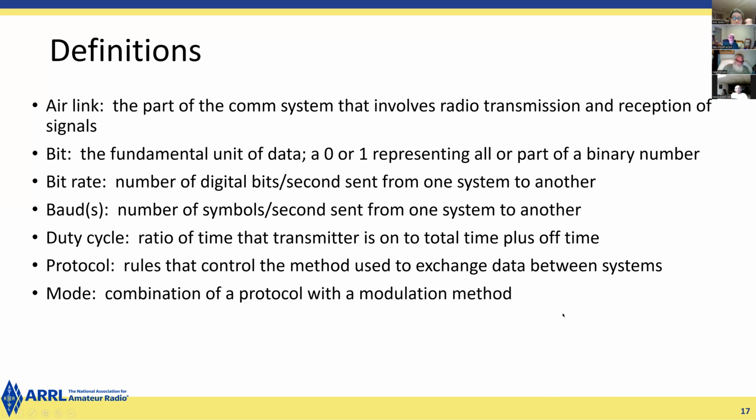An air link is the part of the communication system that involves a radio transmission. That's the analog part. A bit is a fundamental unit of data, 0 or 1. You know that a byte is 8 bits. The bit rate is the number of digital bits per second sent from one system to another. A baud rate is the number of symbols per second sent from one system to another. The difference is one baud can represent multiple bits.